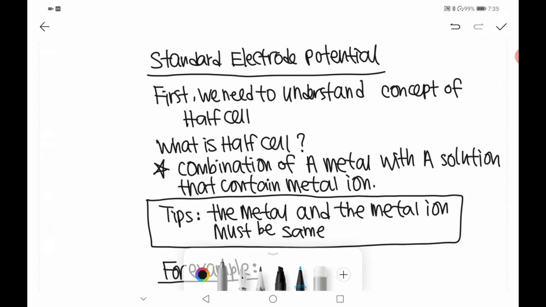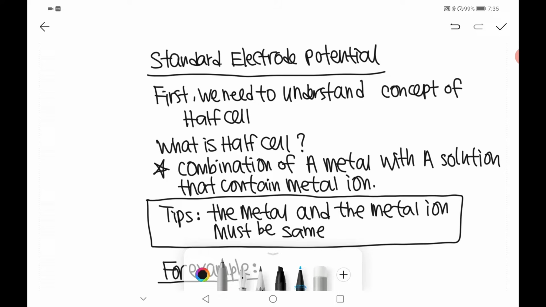So this is what we need to know for SPM. If you go for higher levels such as Form 6, you will learn some non-metal half cells, and some half cells have many ions, but that is not our main focus for SPM. For SPM, very simple, our half cell only focuses on metal half cells.